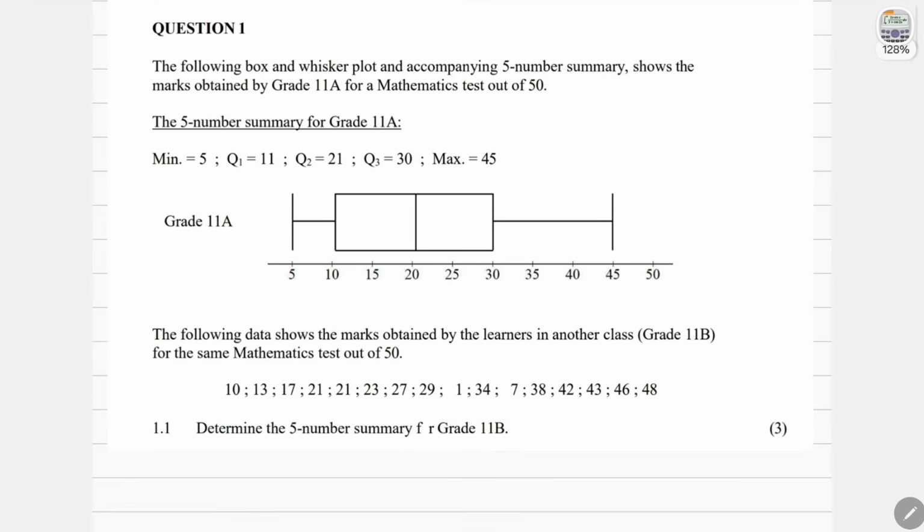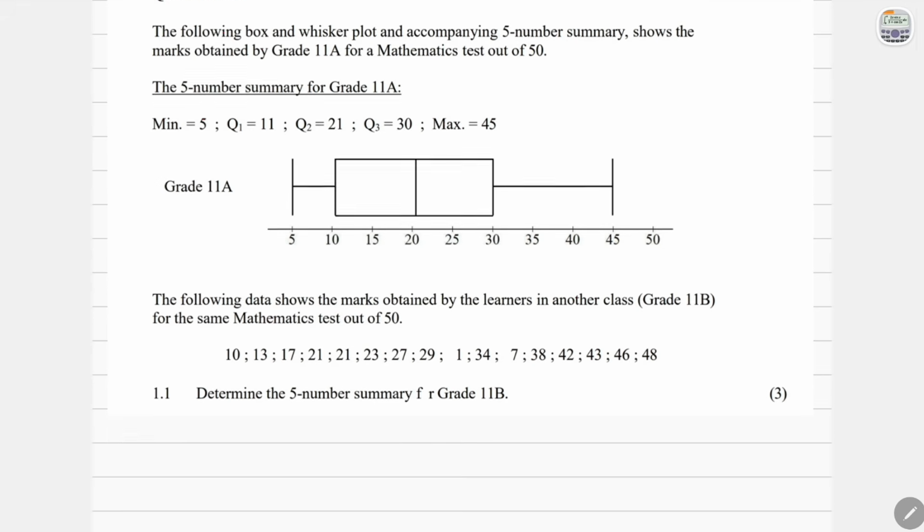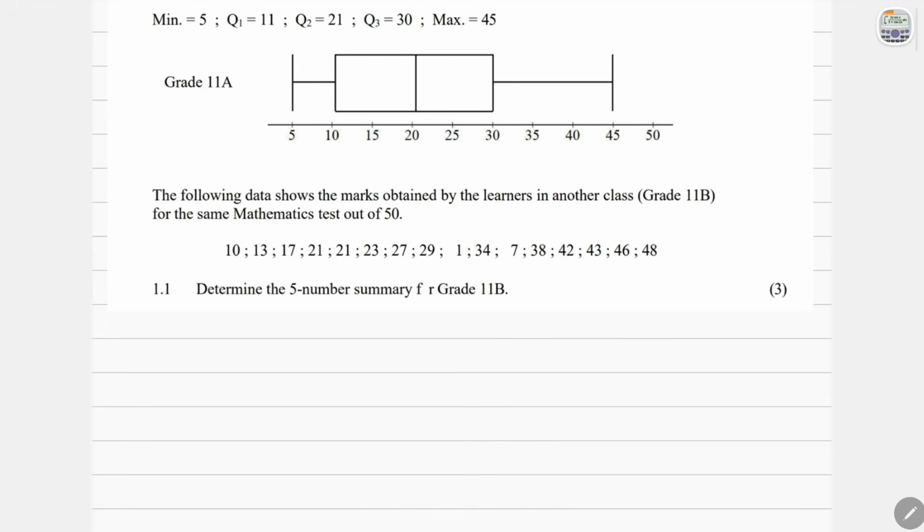Question 1 says, the following box and whisker plot and accompanying 5-number summary shows the marks obtained by grade 11A for a mathematics test out of 50. The 5-number summary of grade 11A is, and they give us the 5-number summary and also the box and whisker. So we can always just see what exactly the minimum is, or for example, like Q2, okay, it's actually 21, and so on. And then they tell us that the following data shows the marks obtained by the learners in another class, grade 11B, for the same mathematics test out of 50.